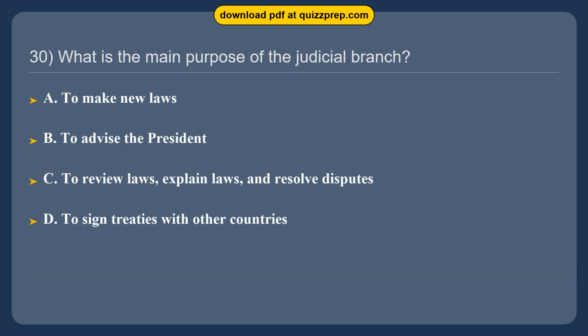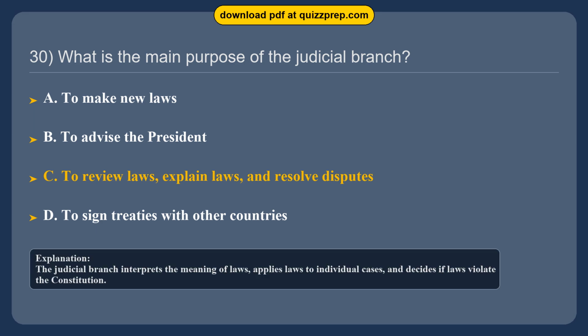Question 30. What is the main purpose of the judicial branch? Option A, to make new laws. Option B, to advise the president. Option C, to review laws, explain laws, and resolve disputes. Option D, to sign treaties with other countries. The correct answer is option C, to review laws, explain laws, and resolve disputes. The judicial branch interprets the meaning of laws, applies laws to individual cases, and decides if laws violate the Constitution.